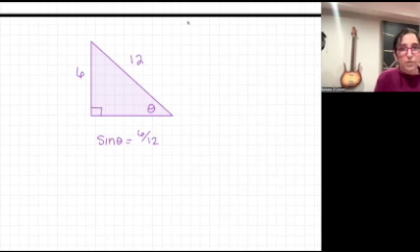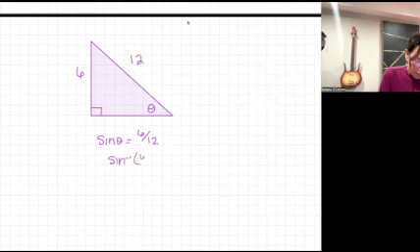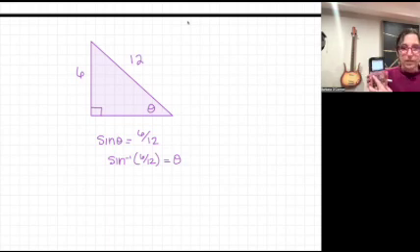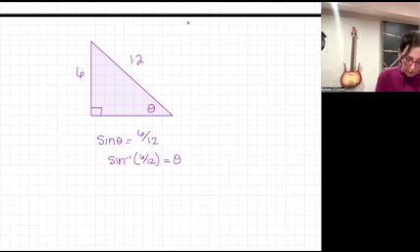Now, when you're trying to find the angle, you need to use inverse sine. So on my calculator, I'm going to say inverse sine of 6 over 12 equals the angle. So I'll do second sine 6 divided by 12, and I get 30 degrees.